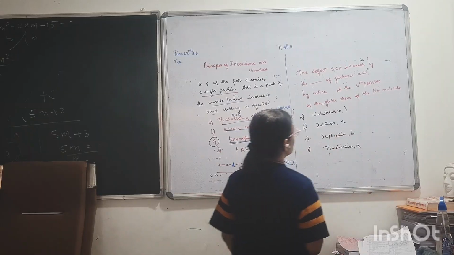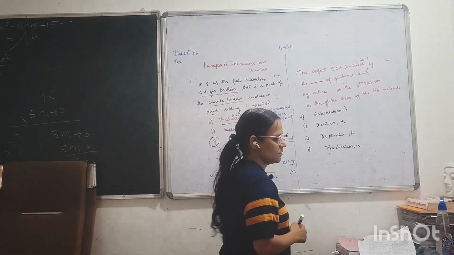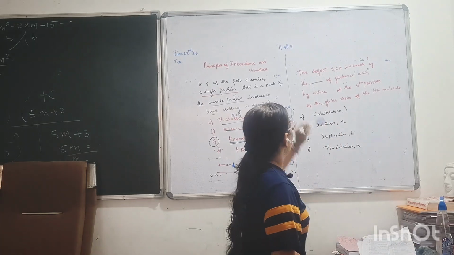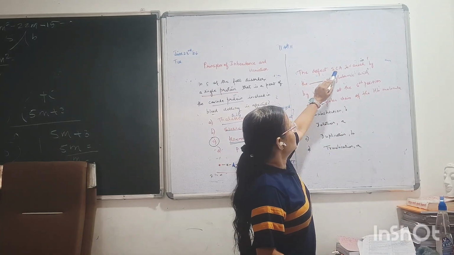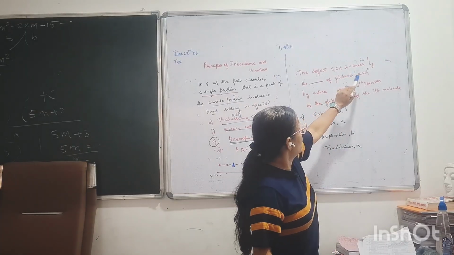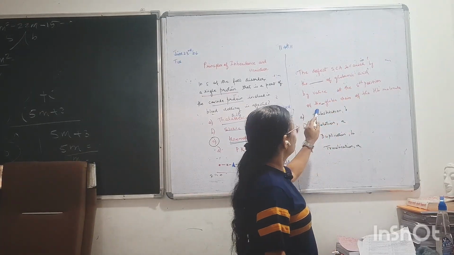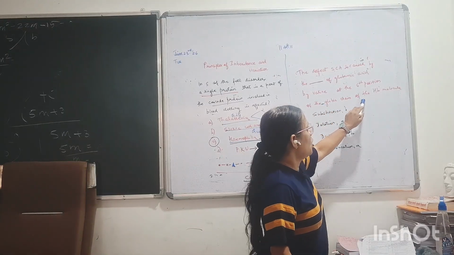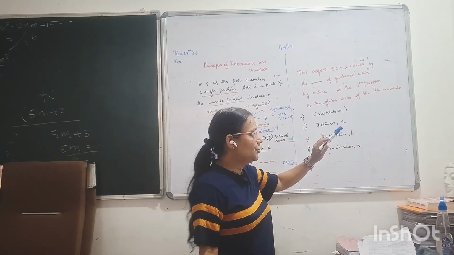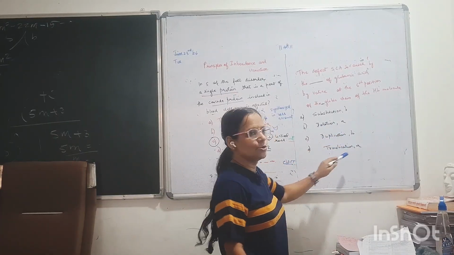So you have to fill up these two blanks. Let us see the question. The defect sickle cell anemia is caused by the dash of the glutamic acid by valine at the sixth position of the dash globin chain of the hemoglobin molecule. A: Substitution, B: deletion; A: duplication, B: translocation.